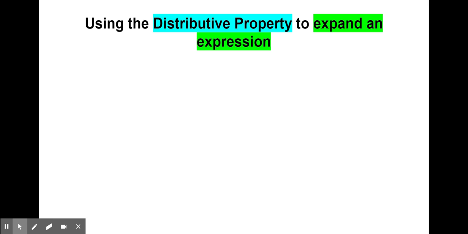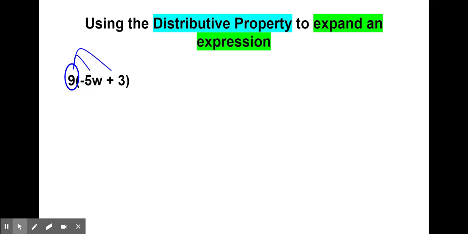Let's go over how to use the distributive property to expand an expression. Here's our first example. We have 9 times negative 5w plus 3. The negative 5w plus 3 is in parentheses. For distributive property, remember what we're doing is we're taking the outside term and we're distributing it to both of our inside terms. So in this case, we have our 9, and we're going to distribute it and multiply it out to our negative 5w and take that 9 and give it out to that 3 as well.